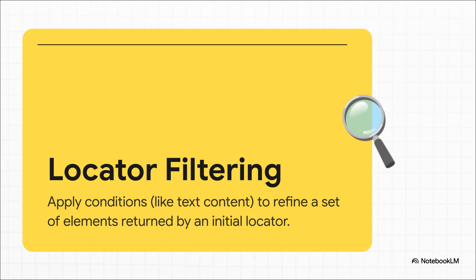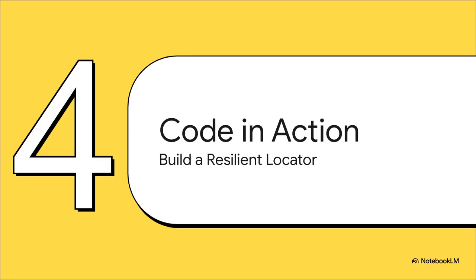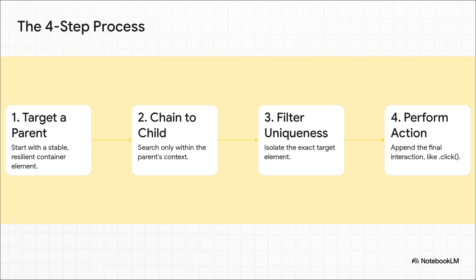Well, you can use a filter like has text to say, I want the one that has the text submit on it. It's how you pick out that one specific element from a crowd of lookalikes. Okay, theory is one thing, but let's see how this stuff actually looks in the real world. We're going to jump into some code and build a couple of these resilient locators right now, from scratch. And you'll see the process is always the same, and it's super simple.